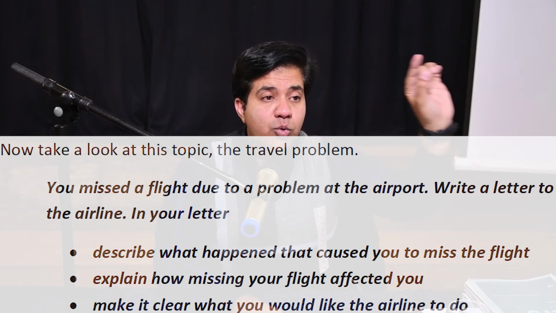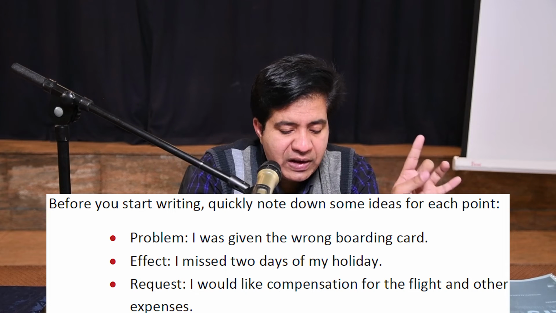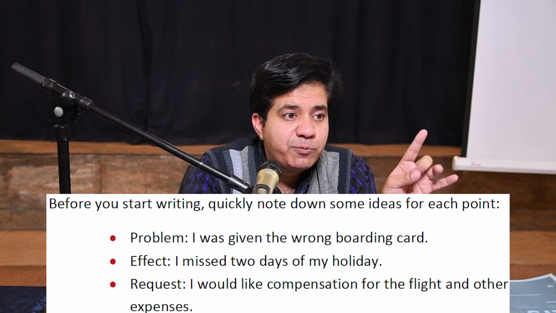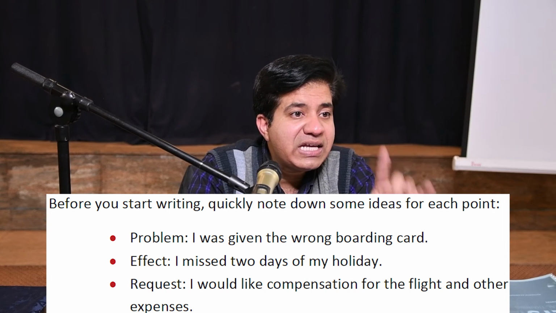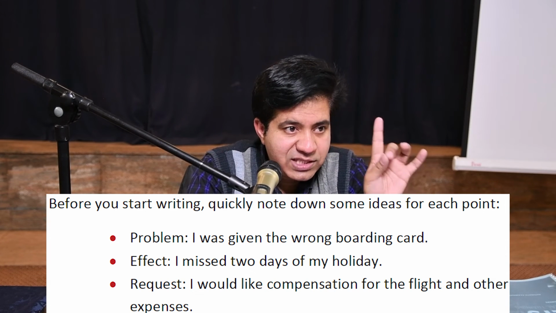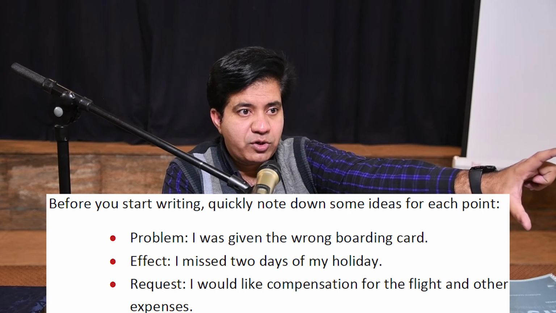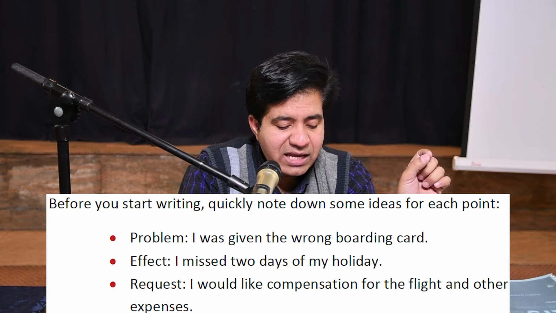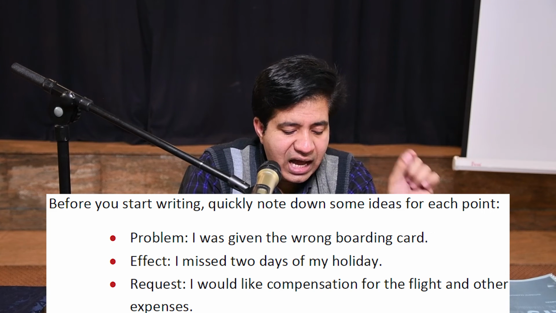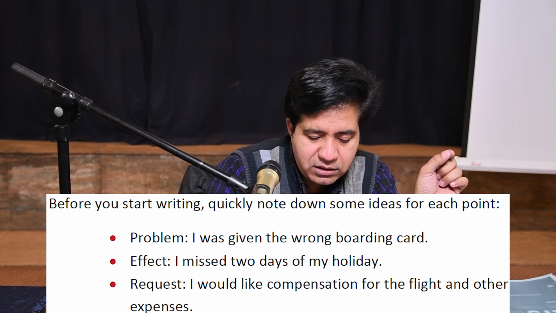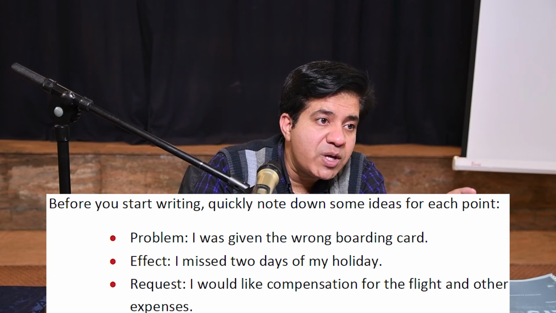Now let's see how to evaluate the topic. Before you start writing, quickly note down some ideas for each point. Number 1, problem. And what is that? I was given the wrong boarding card. Clear? That's the problem. And by the way, this will come in the body of your letter. Effect, I missed 2 days of my holiday. And request, I would like compensation for the flight and other expenses. Now these are the 3 points which you will cover.